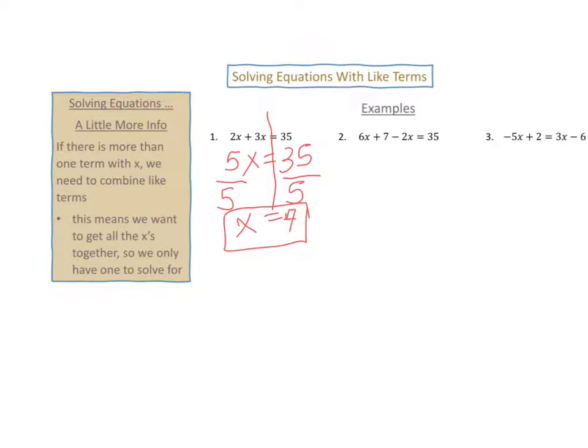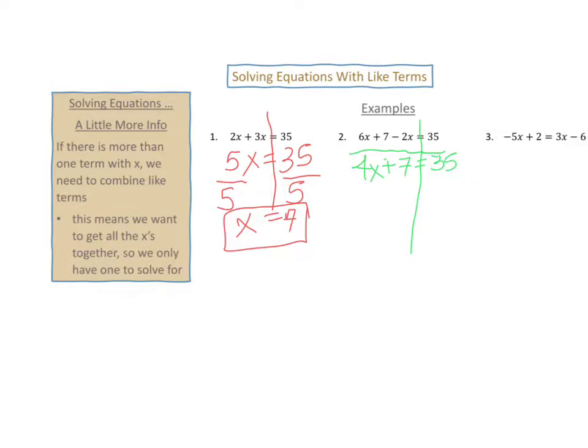Let's take a look at 2. 2 says 6x plus 7 minus 2x equals 35. Well, we have to combine our x's. We got a positive 6x and a negative 2x. 6 minus 2 is what? If you said 4x, you are correct. We have to bring down our plus 7. We can't leave that up there. And we have to bring down our 35. So now I have 4x plus 7 equals 35.